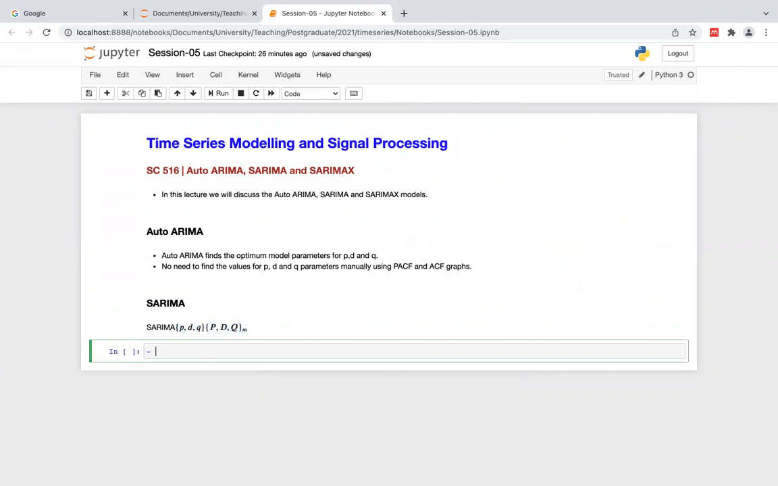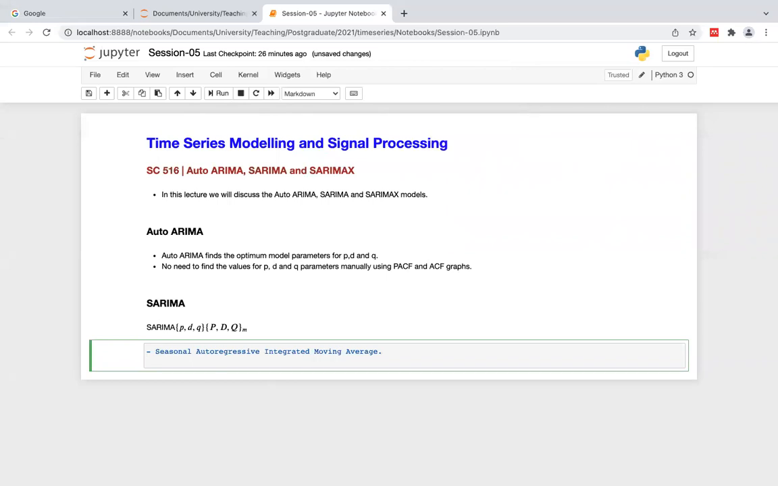Actually, previously I should say what the things are that we are going to discuss here. The SARIMA model is called actually seasonal autoregressive integrated moving average. Sorry. It stands for seasonal autoregressive integrated moving average. The seasonal component is added, right?